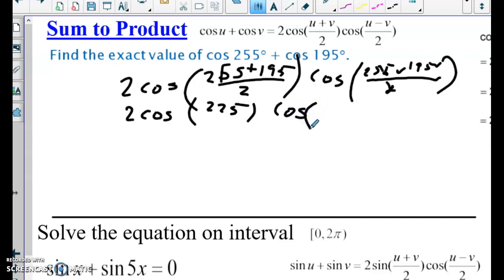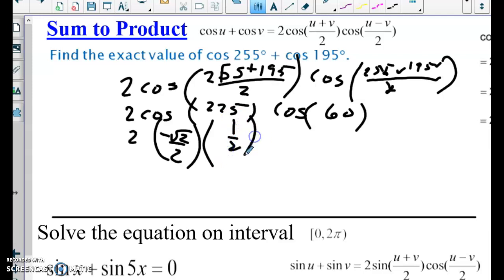And 255 minus 195 gives me a 60. That's on my unit circle. That makes it easier. And so the cosine at 225 gives me negative root 2 over 2, and the cosine at 60 gives me the half. Multiply all that out, I get negative square root of 2 over 2.